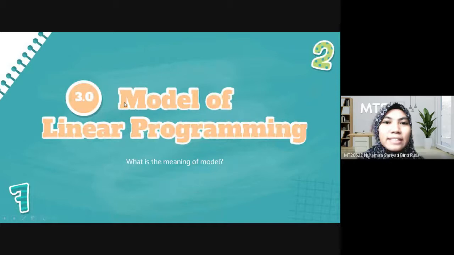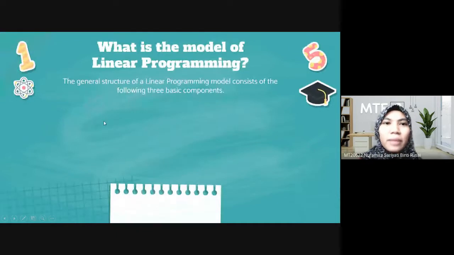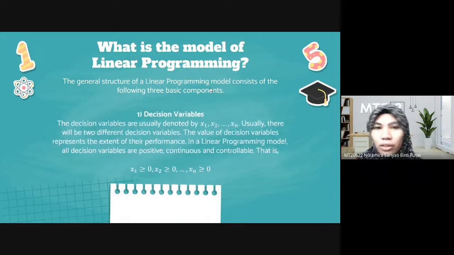Okay. The third is model of linear programming. What is the meaning of model? Okay, the general structure of an LP model consists of the following three basic components. The first one is the decision variables, usually denoted by x1, x2. Usually there will be two different decision variables, but it's not impossible to have more than that. And then in a linear programming model, all decision variables are positive, continuous, and controllable. That is as stated here.